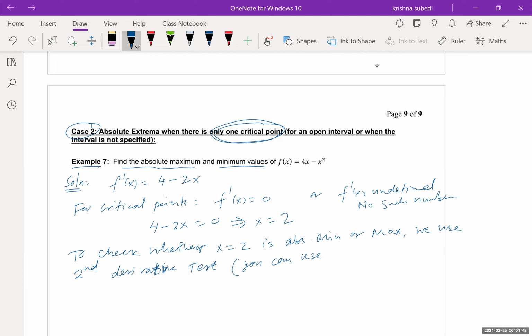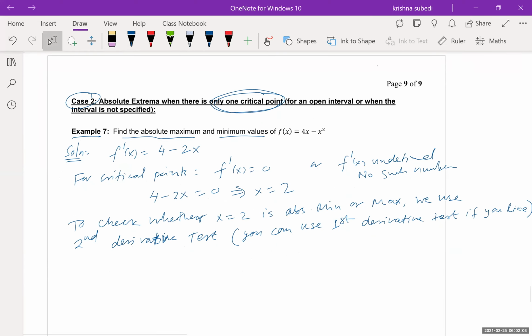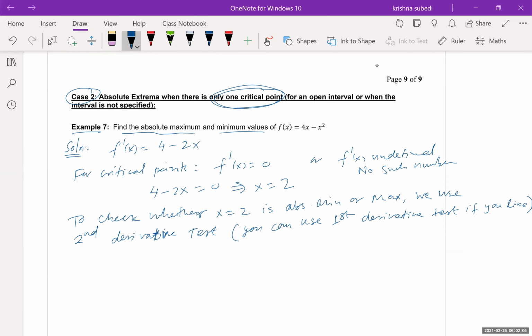You can use first derivative test if you like. Okay, no problem. We need to test whether it's maximum or minimum. So for second derivative test, let us calculate the second derivative first. We have second derivative, which is -2. Right? So second derivative -2, which is less than 0.